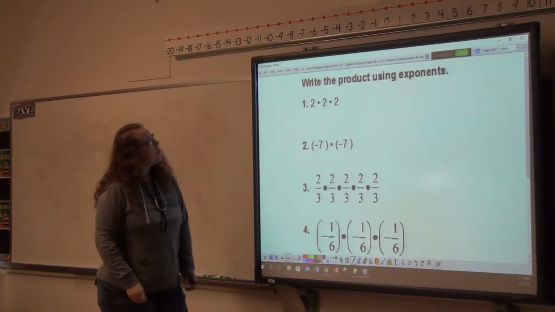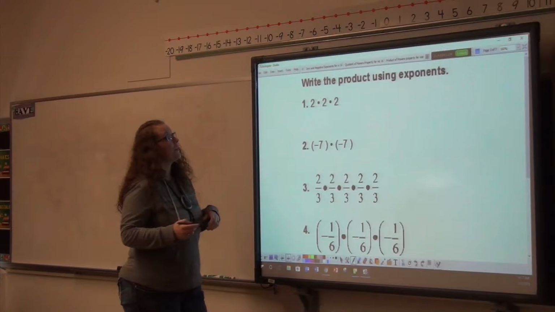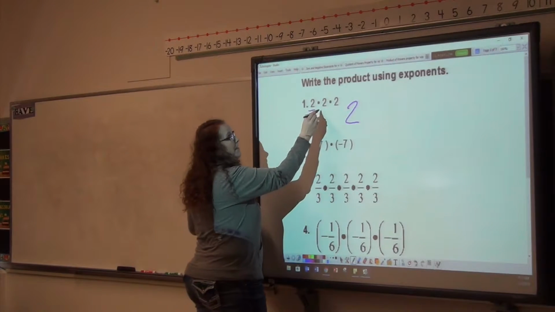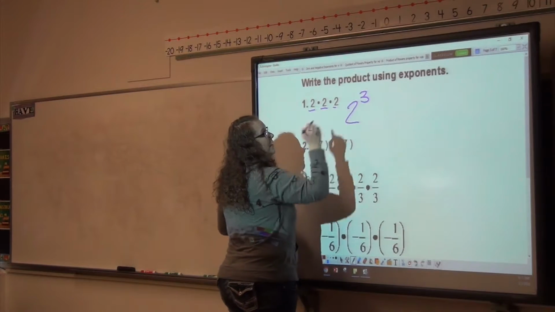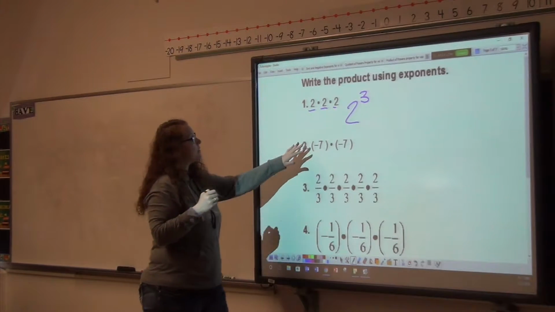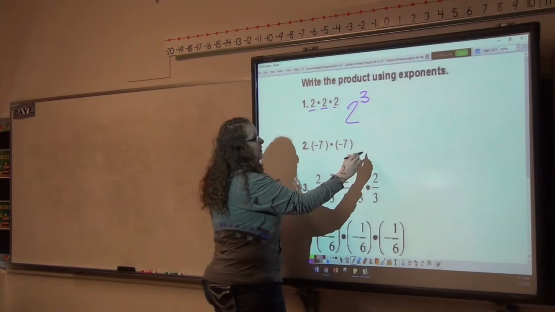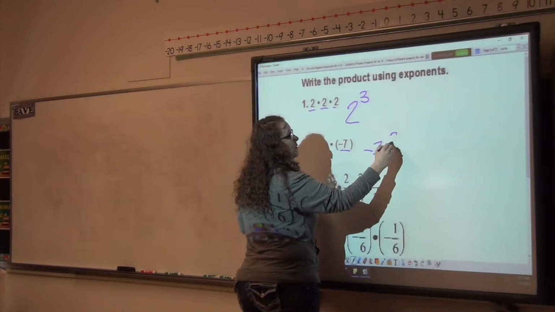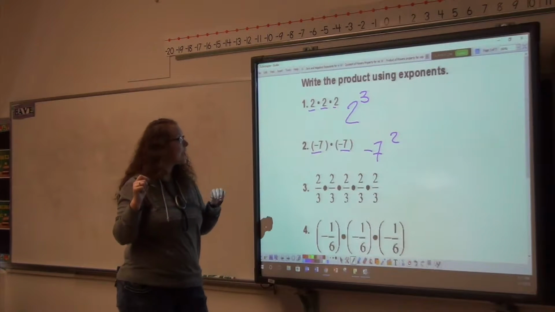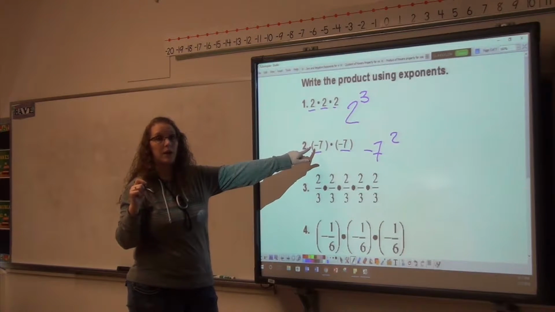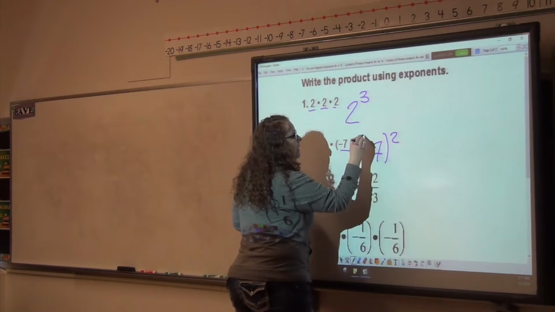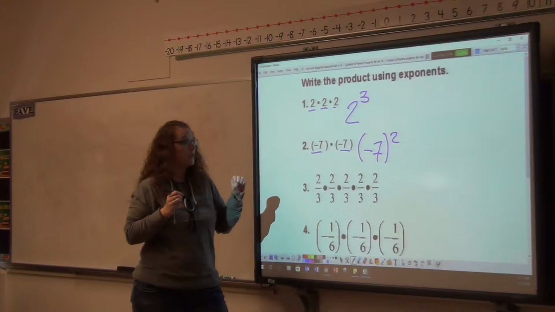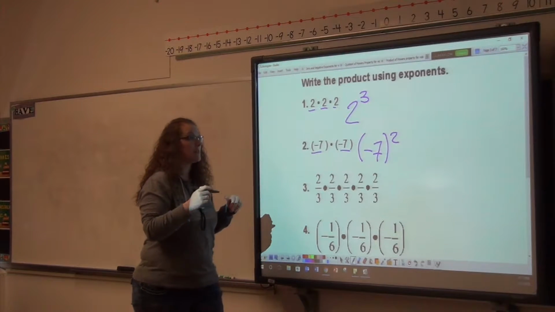Okay. Write the product using the exponents. What this is 2 times 2 times 2. 2 is our base, and our exponent is how many times we multiply 2, so that is going to be 3. This one here, negative 7 is our base, and our exponent is how many times we multiply that. However, in this case, our negative is included in our exponent, and unless I write it like that, then my negative will not be squared. So make sure that you are being specific.